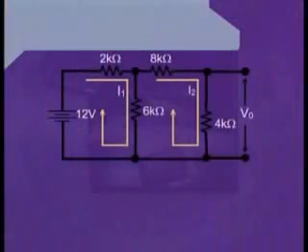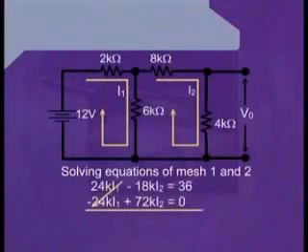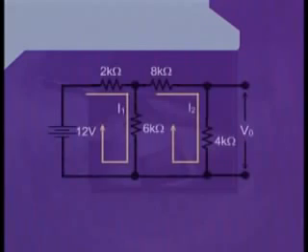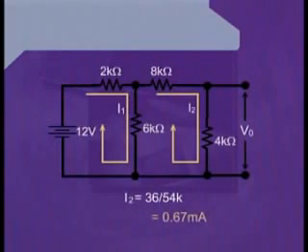Solving equations of mesh 1 and 2 simultaneously, we can see that 24K I1 in both the equations can cancel out. Therefore, we are left with 54K I2 is equal to 36. Hence, I2 is equal to 36 divided by 54K.